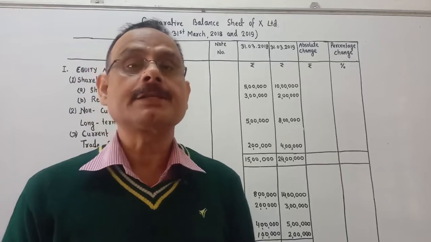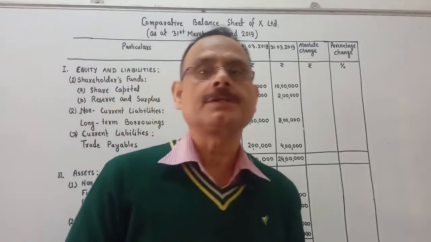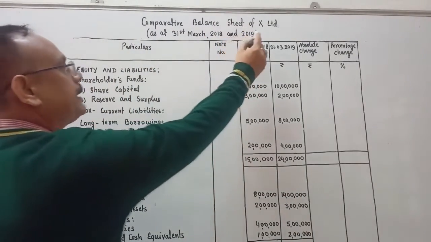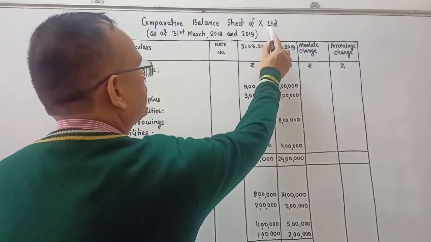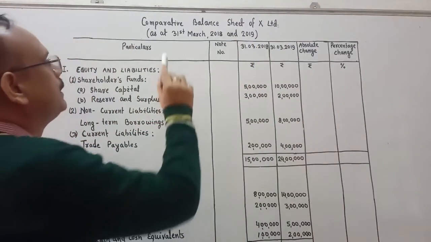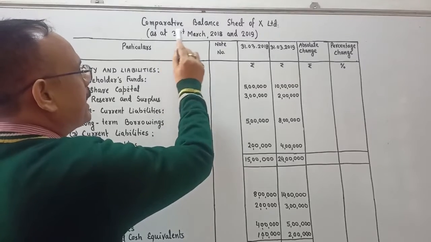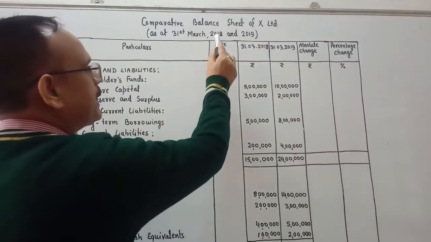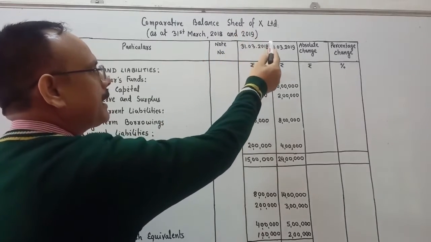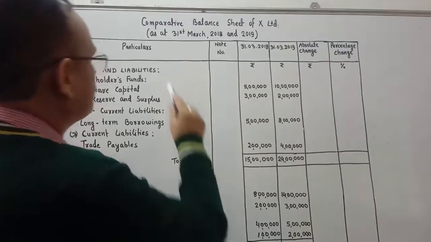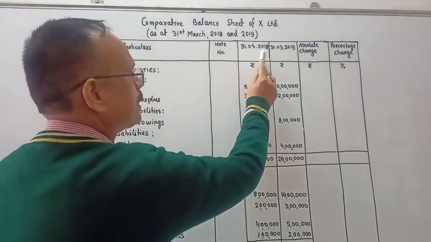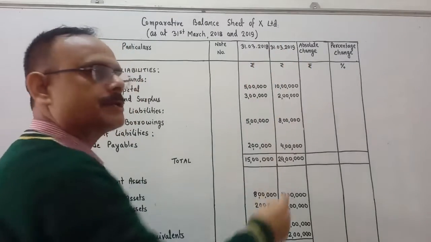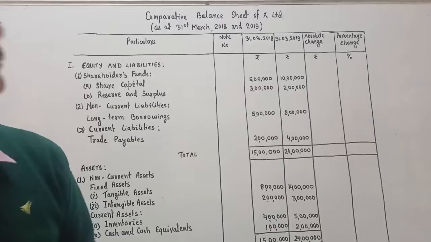inventory and cash equivalent. So what we do first, we will draw the format of a comparative balance sheet, and we will write the name of the company, X Limited, over here, which is given in the question. Then we will write as at 31st March 2018, 2019. First we will write the previous year, then after we will write the next year. So particular, note number, the 31st March 2018 figure we will write first. Thereafter we will write the 31st March 2019 figure.